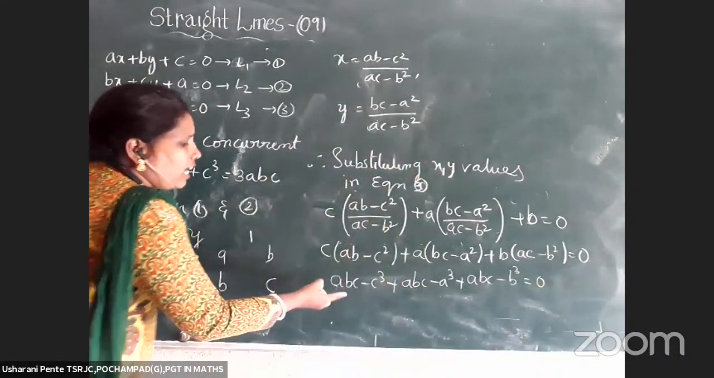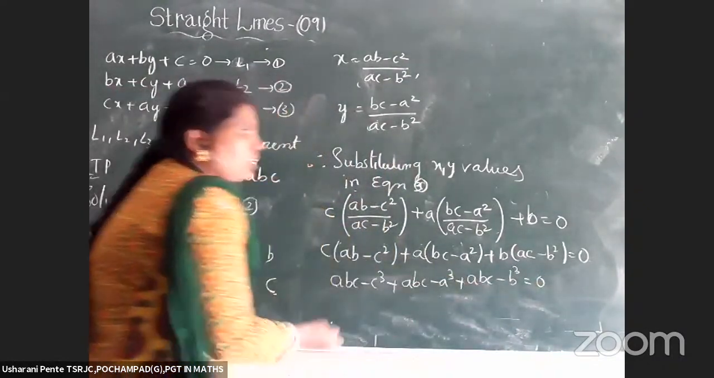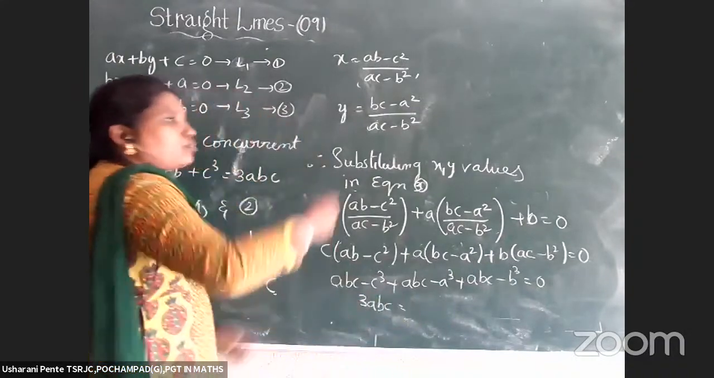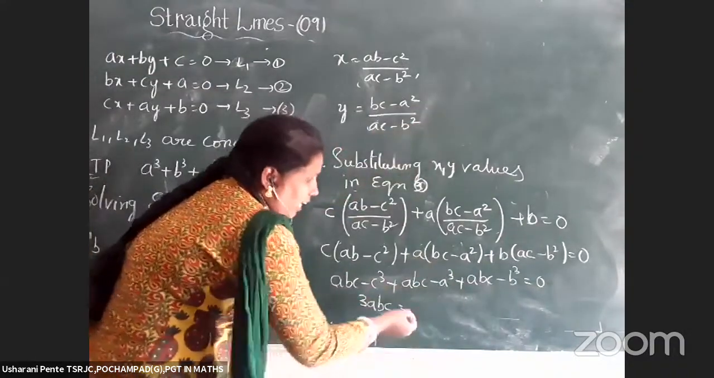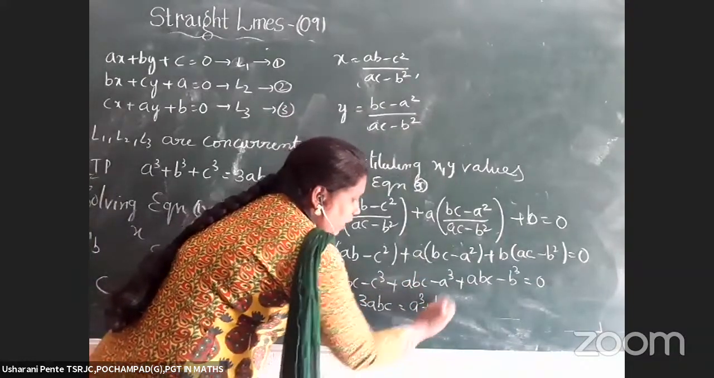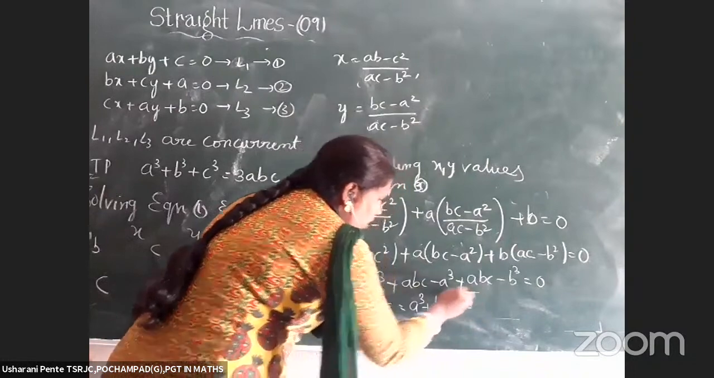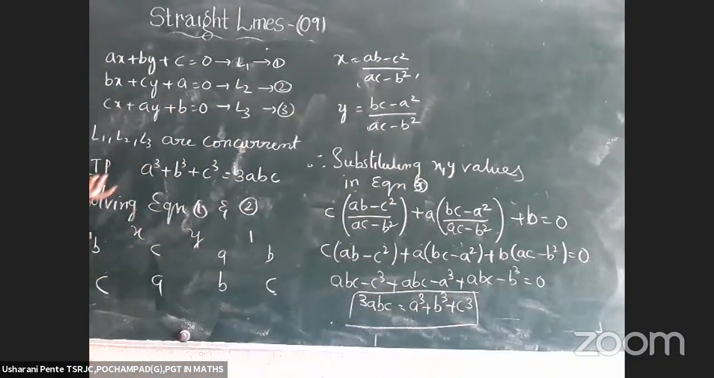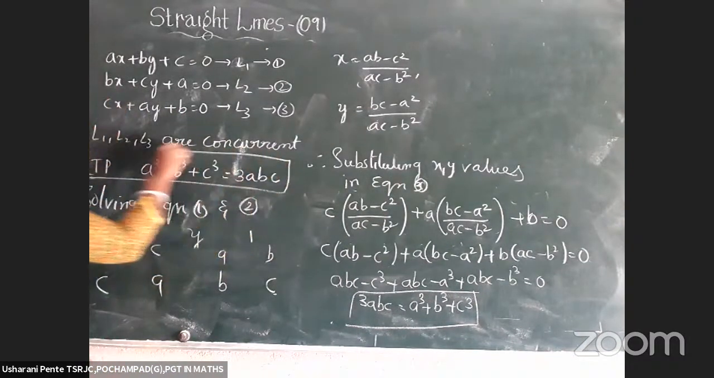That is, we are getting ABC and ABC. If we add that, we'll get 3ABC. If I send the other terms to the other side, the terms which remain are A cube plus B cube plus C cube. So this is what they have asked us to prove. So we have proved that.